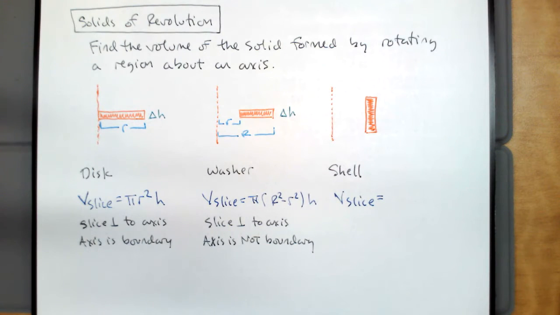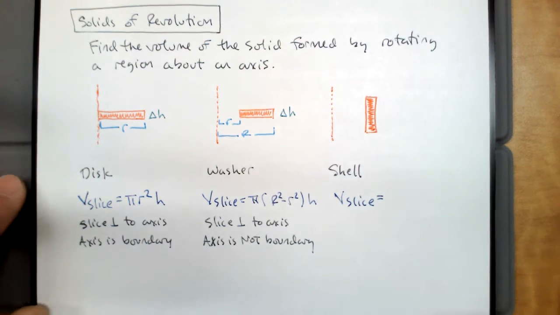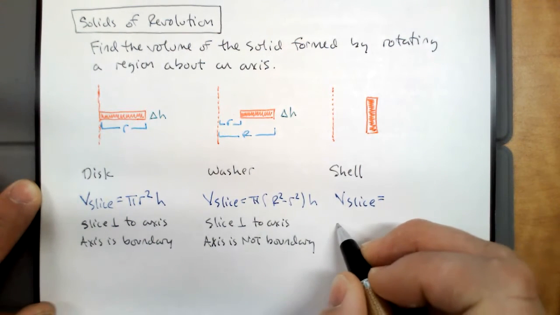So here's our next strategy. I know we've only done a few problems. Here's our next strategy that we wanted to talk about today. These first 2 are slicing perpendicular to the axis. So you can probably guess the idea behind the shells. With shells, we're going to slice parallel to the axis.